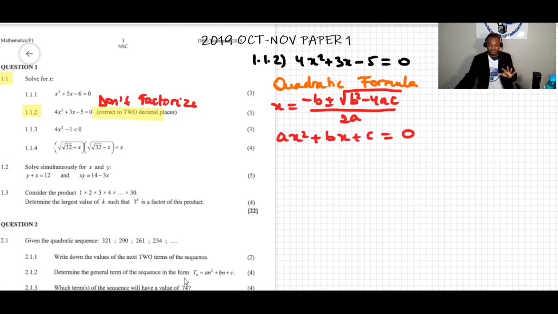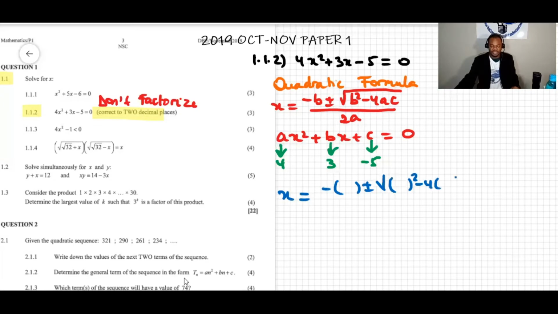Now we are going to identify the values of a, b, and c. That means that a has the value of 4, b has the value of 3, and c has the value of -5. Those are the values we're going to substitute in the quadratic formula: -b plus minus square root of b squared minus 4ac, all over 2a.